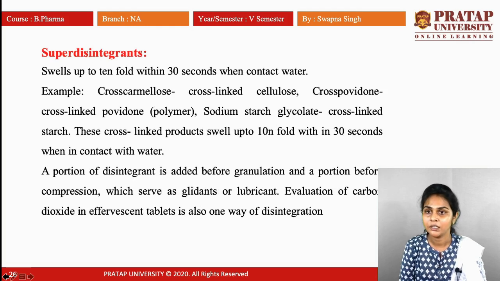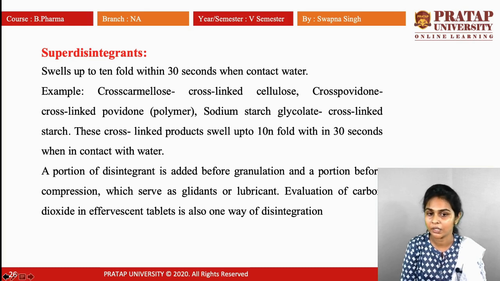Next is super disintegrants. Super disintegrants are the agents that swell up to 10 folds within 30 seconds when in contact with water. For example, croscarmellose, cross-linked cellulose, crospovidone, cross-linked povidone, which is a polymer. These cross-linked products swell up to 10 folds within 30 seconds in contact with water. So these are the super disintegrants. A portion of disintegrant is added before the granulation and a portion before compression, which serves as glidant or lubricant. Evolution of carbon dioxide in effervescent tablets is also one way of disintegration.